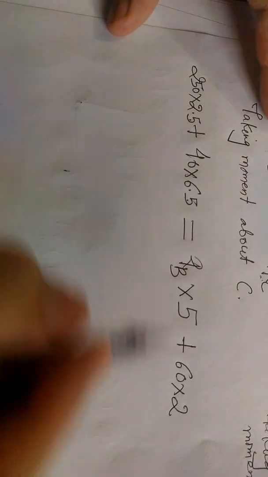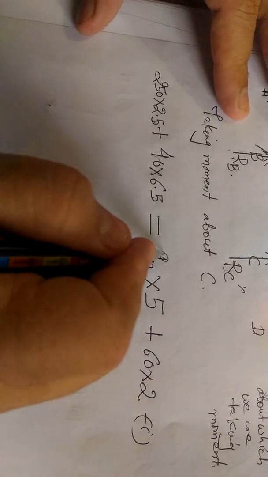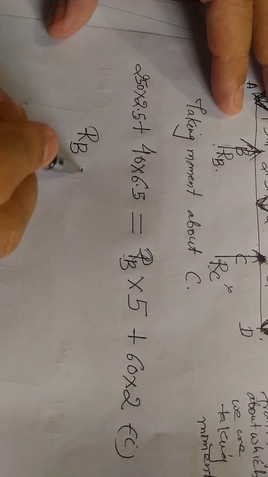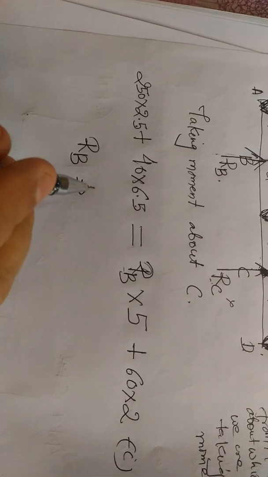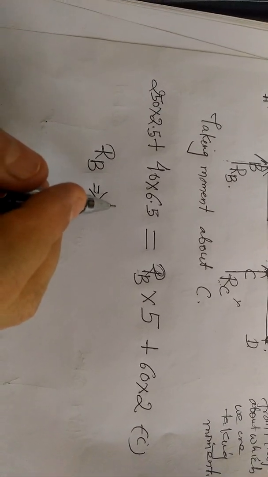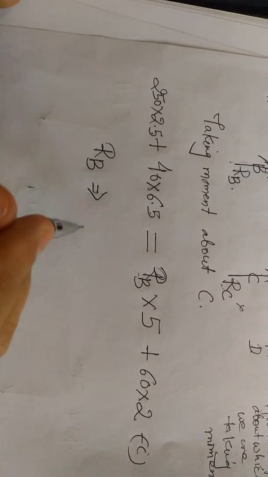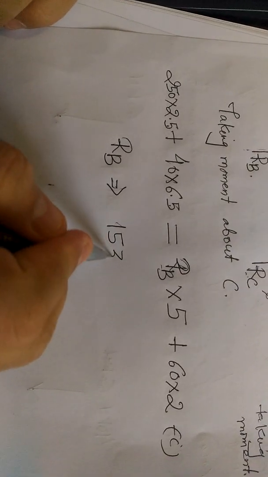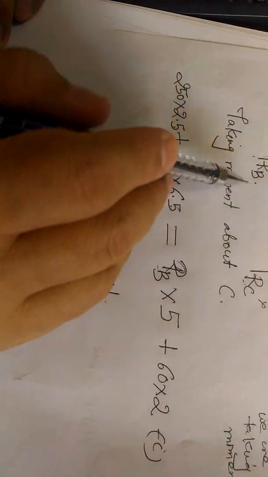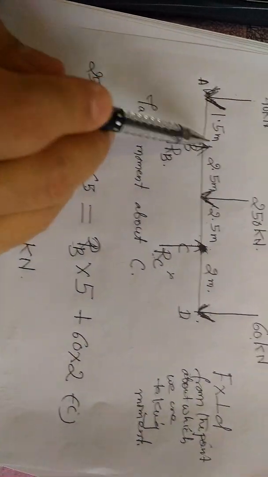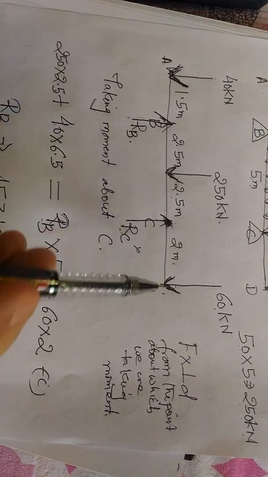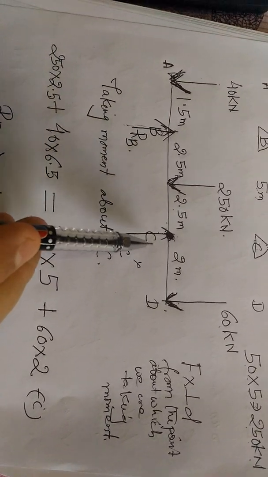In this equation there is only one unknown, that is RB. Solving this equation you'll get RB equal to 153 kilonewton. Now we have to find the other reaction, RC. Either you can take moment at point B and write the moment equation and solve it, or we can use the simple static equilibrium principle.